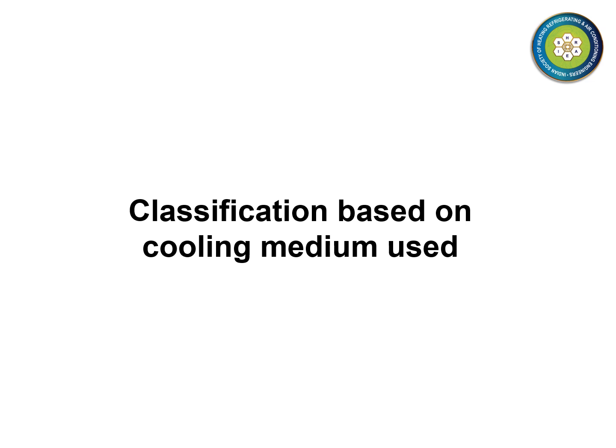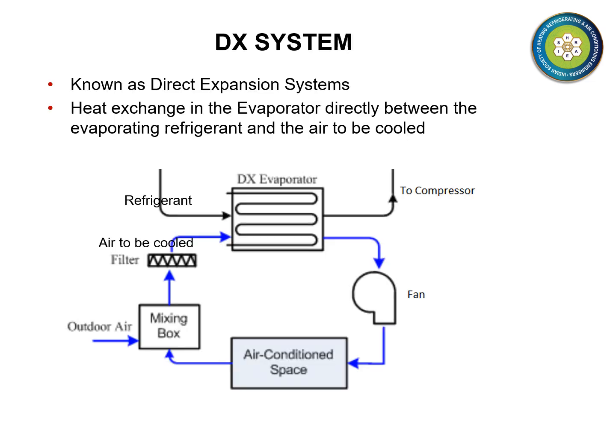We next classify air conditioning systems based on the cooling medium that is used. In direct expansion systems, or DX systems, heat flows directly in the evaporator from the air to be cooled to the evaporating refrigerant. Again, as shown in the schematic diagram of the present slide.